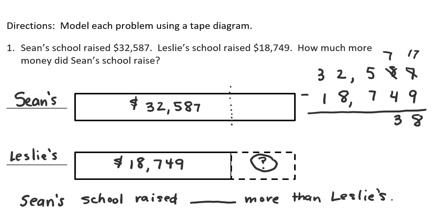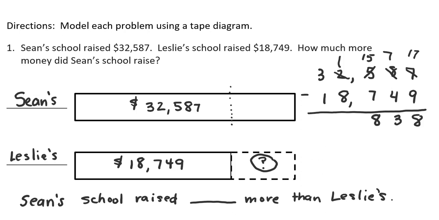In the hundreds column, I have 5 minus 7, which I can't do yet. I need some more hundreds. So I'm going to take one of my thousands, which leaves 1,000, decompose that into 10 hundreds. Now I have 15 hundreds. 15 minus 7 is 8.